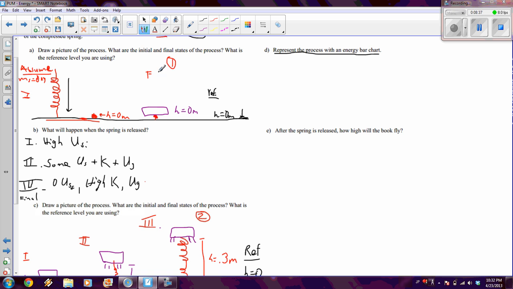So in this case, in part 1, we said that our system in this case is going to be the spring and the earth. Okay, so we said the spring and the earth.